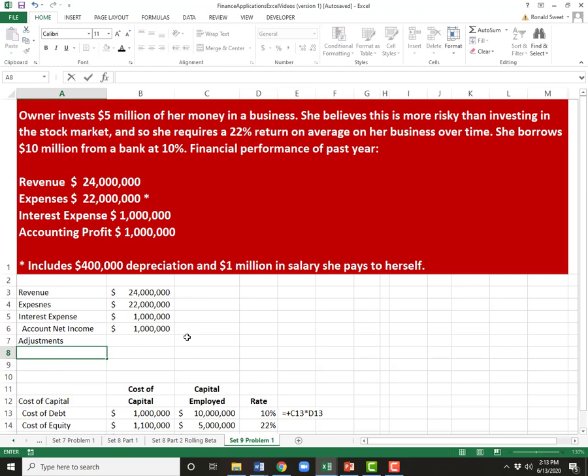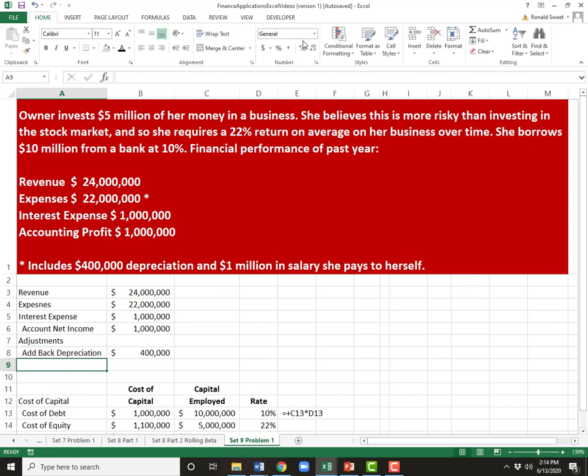So the one adjustment we have that's accounting related is depreciation. You can see in this $22 million, you see the asterisk there, it includes $400,000 in depreciation. That's a non-economic item. We're going to add that back. And if you want to be real clear, you could actually put it in your description, add back depreciation.